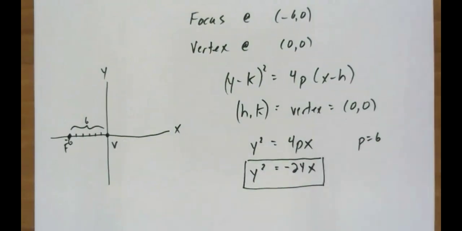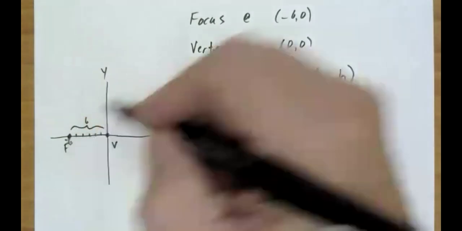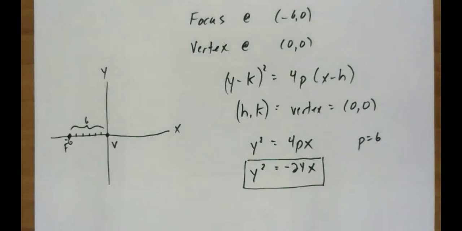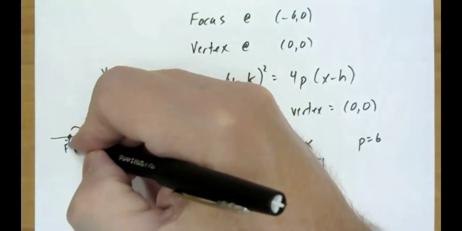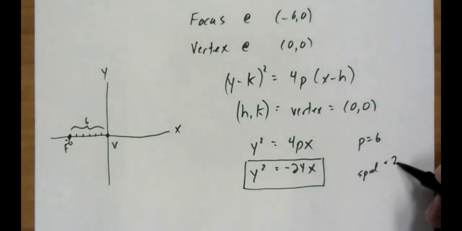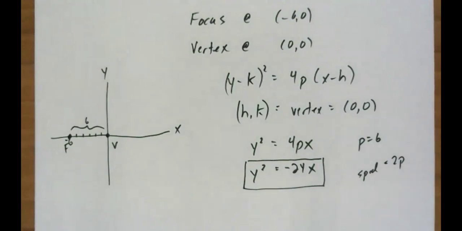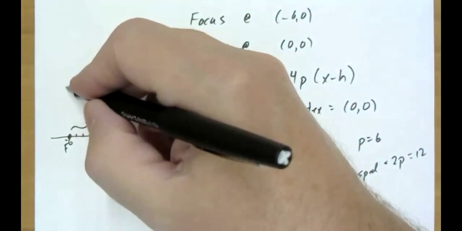Now they ask for the latus rectum points. Those are the points. In this case, I'm going to move up and down from the focus. And what you do is the latus rectum, or what I call the spread, is how far up you move and how far down you move. The spread I like to call 2p. So in this case, it's going to be 12. So it seems a little crazy, but from here, I've got to move up 12 and down 12.